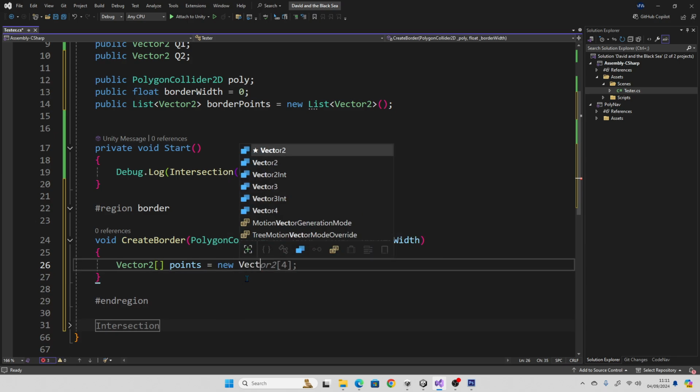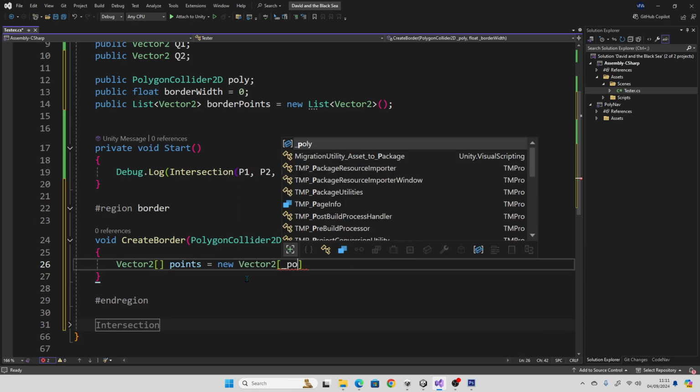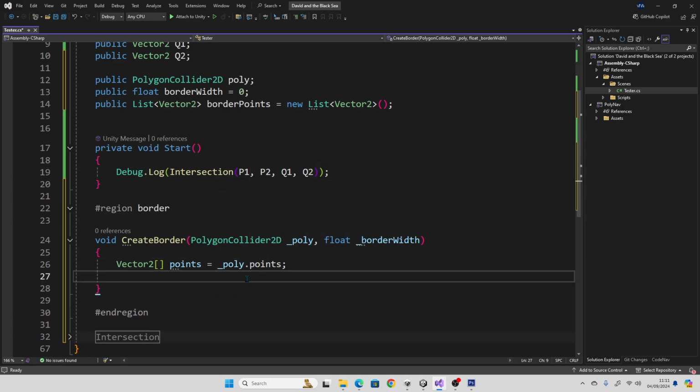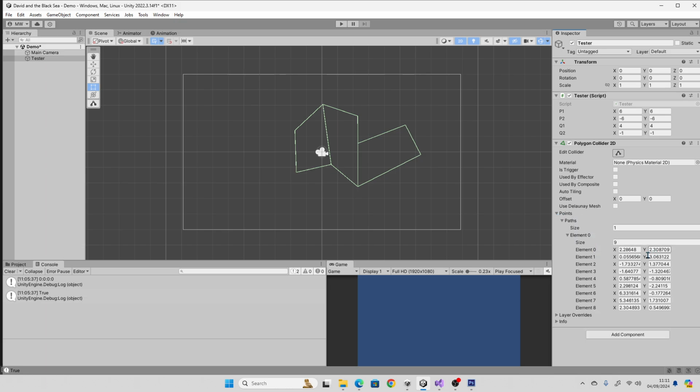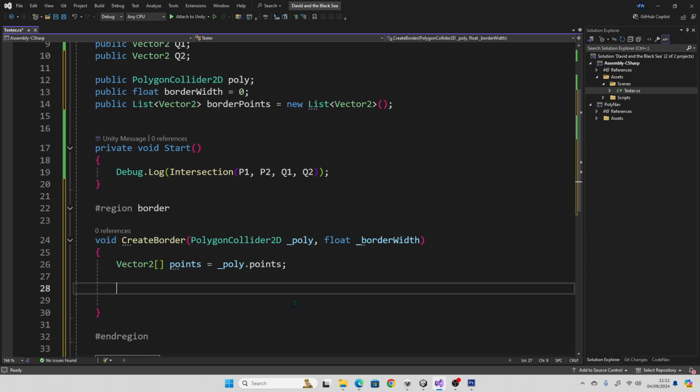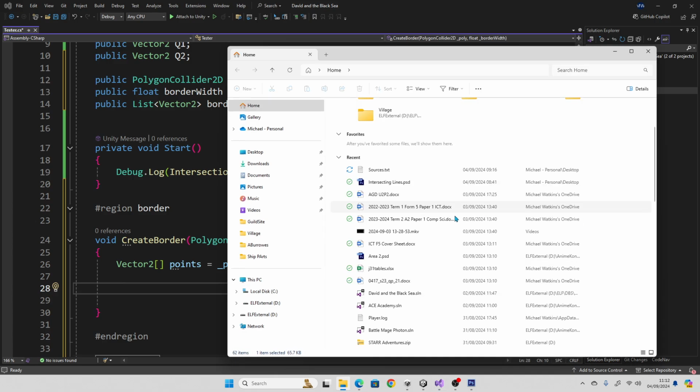Equals new vector 2, and that will be, actually I should be able to just say poly.points. There we go. So I'm taking the points from the polygon, and when we look inside of here, these are the points that we have. So poly.points is going to be that. And then I need to do a vector2, and we called it E1, and we said that was going to be, okay, hold on. I need to find something here.